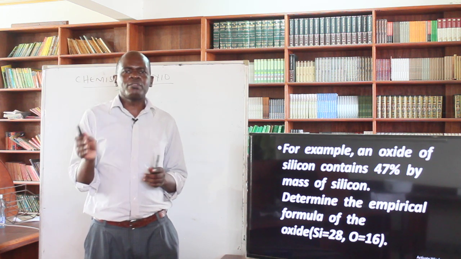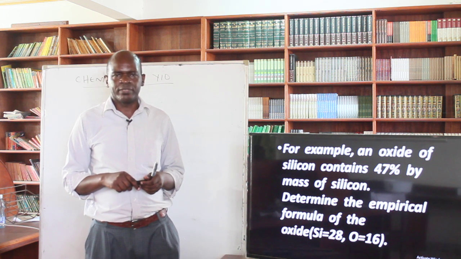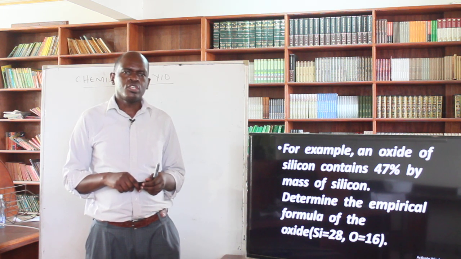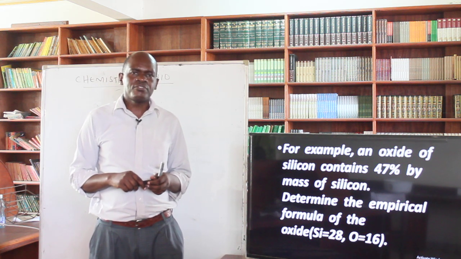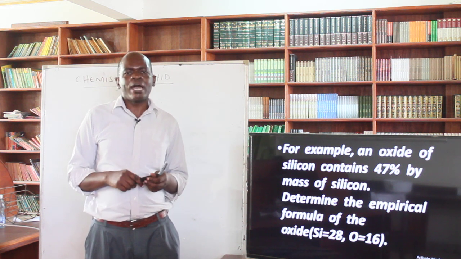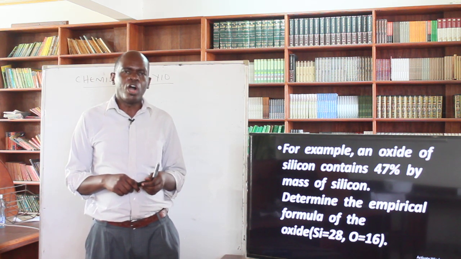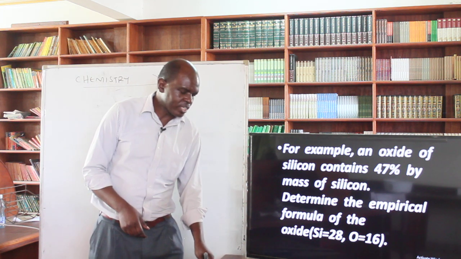So from 100%, the remaining percentage will be the percent for oxygen, which was used in the reaction. So we have 47% of the silicon, and then we have 53% of oxygen. So they want us to determine the empirical formula of the oxide. Now, let's do the calculations together.